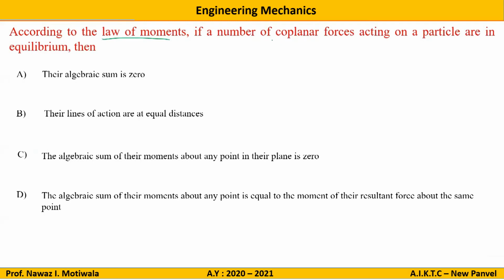According to the law of moments, if a number of coplanar forces acting on a particle are in equilibrium, then their algebraic sum is 0; their lines of action are at equal distance; the algebraic sum of their moments about any point in the plane is 0; or the algebraic sum of their moments is equal to the moment of the resultant about the same point. Basically, that last one is Varignon's theorem. The law of moments says that the summation of moments in the clockwise direction is equal to the summation of moments in the anti-clockwise direction, so the algebraic sum will be 0. So this is the correct option, option C.